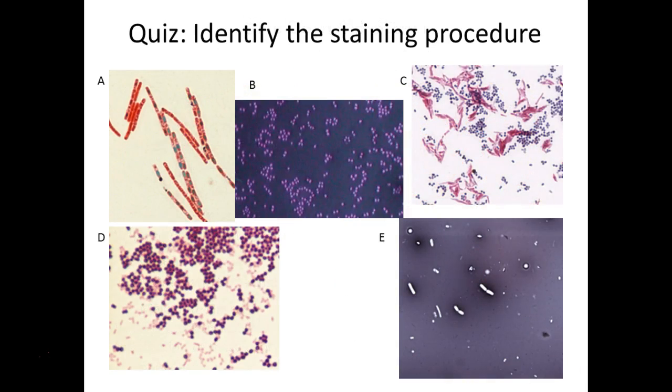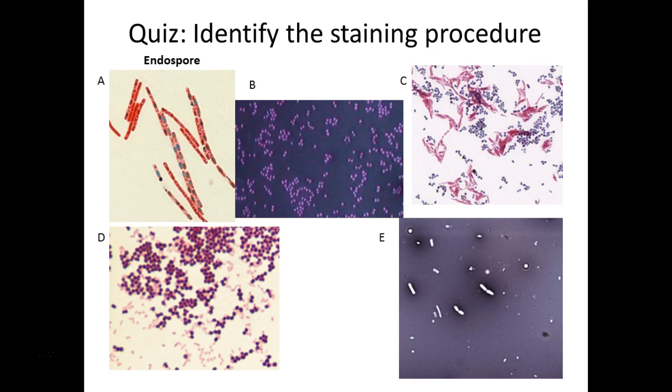So let's see. In picture A, what do you see? You see the green endospores, don't you? And the red cells. So what stain is this? It's an endospore stain. What method? No. ZN is for acid fast. Schaefer-Fulton method for endospore.